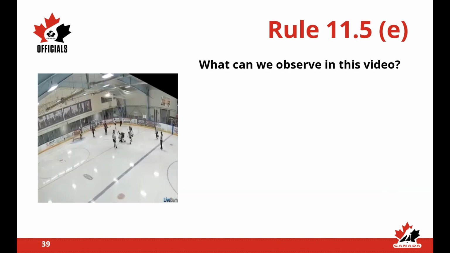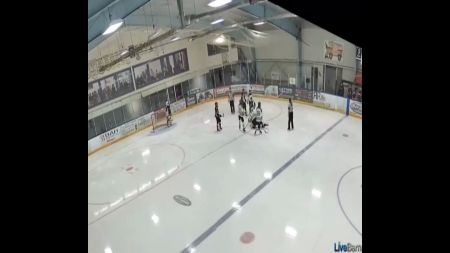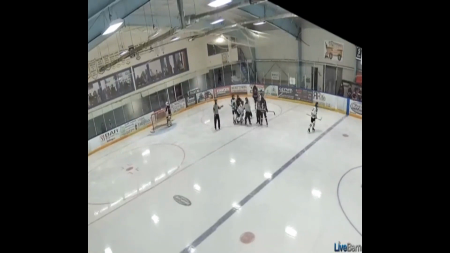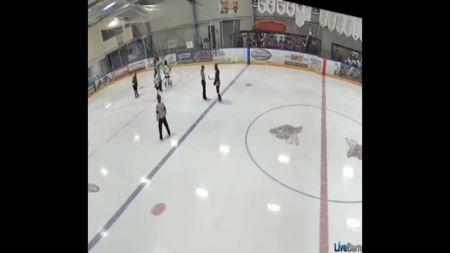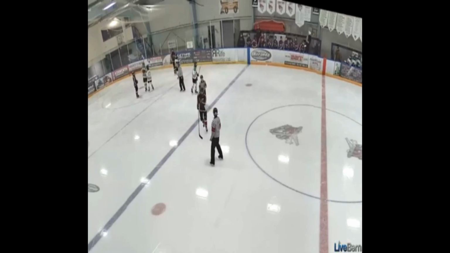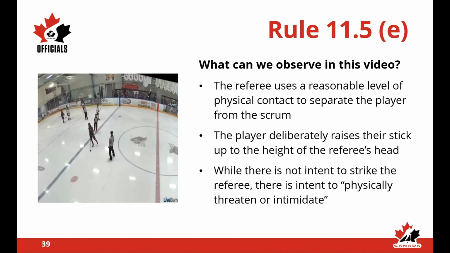So we do have a couple videos to review. And so the referee uses a reasonable level of physical contact to separate the player from the scrum. The player deliberately raises their stick up to the height of the referee's head. While there is not intent to strike the referee, there is intent to physically threaten or intimidate. A match penalty would be assessed in this situation.